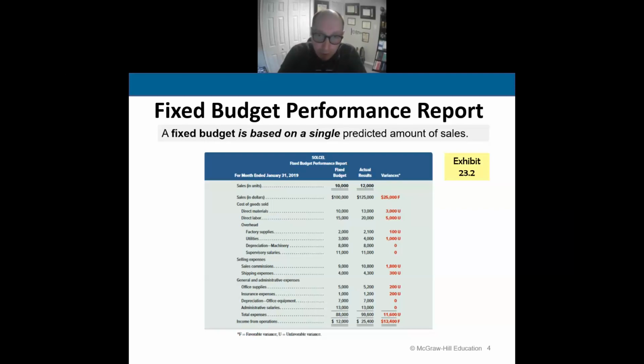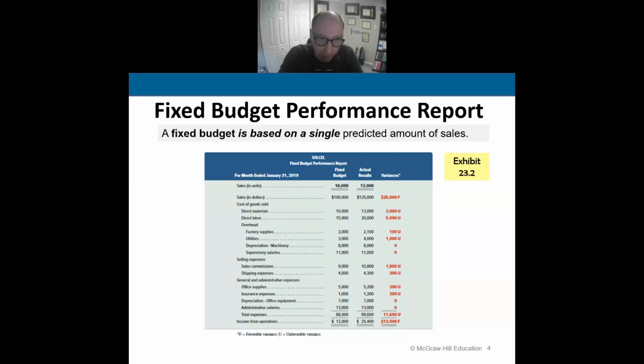It's the difference between the fixed or the estimated budget, we could say it's the difference between the budget and the actual results. A variance is a difference between the budget and the actual results. That's what a variance is. The variance is the difference. And the variance could either be favorable or unfavorable.